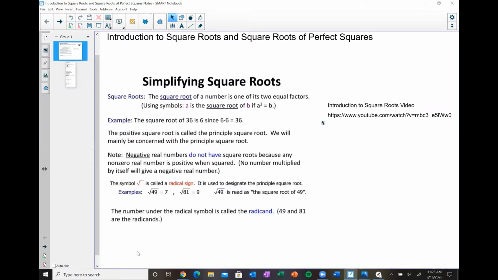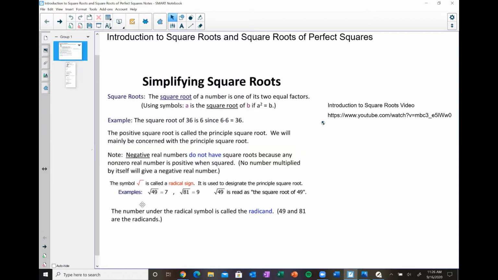We talked about square roots, you guys. And what is a square root? Well, it's a number that is one of its 2 equal factors. Using symbols, A is the square root of B if A squared equals B. Here's the example they show us: the square root of 36 is 6, since 6 times 6 is 36. That is a square root.